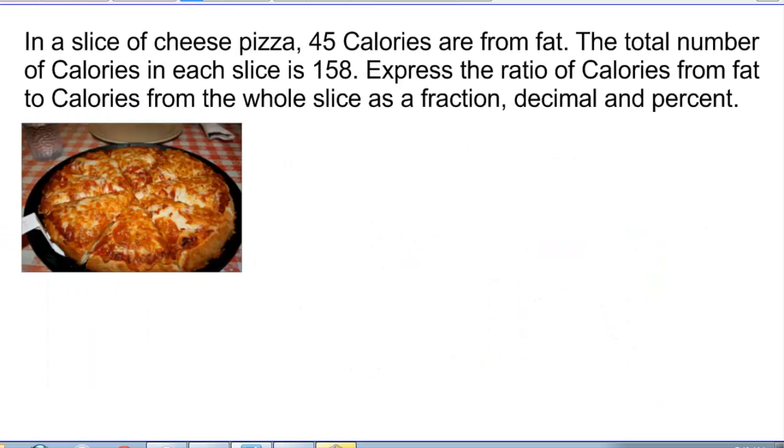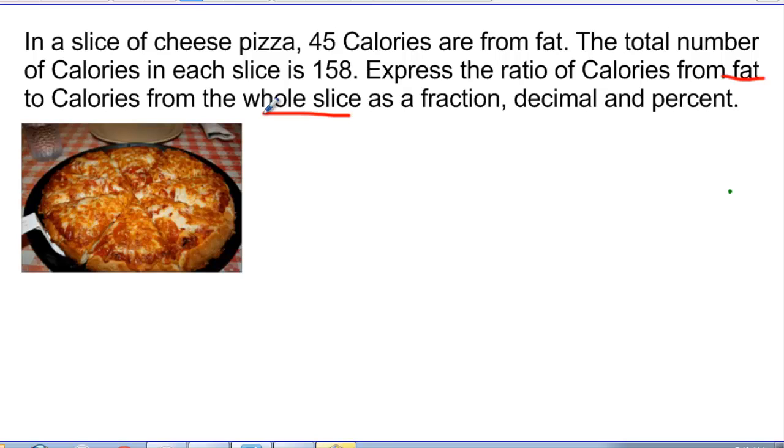So let's look at an example here. In a slice of cheese pizza, 45 calories are from fat. The total number of calories in each slice is 158. So we want to think about the ratio of calories from fat to the calories from the whole slice and express that as a fraction, a decimal, and a percent. So here we're looking at a ratio. And remember, when we want to write a ratio, we want to put the numbers in the order that it tells us to. So it says to do fat to whole slice.